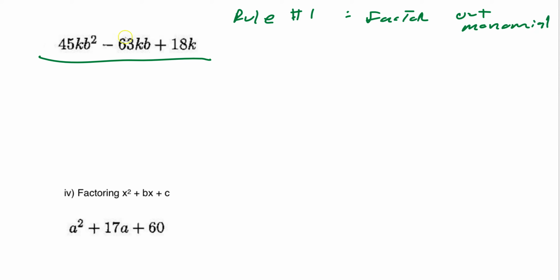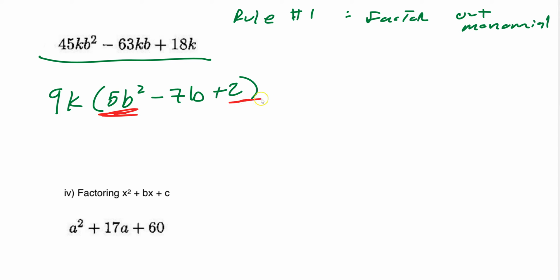So if you have a chance, you want to factor out a monomial. In this case, these all have a 9k in common. I can divide them all by 9k. So if you divide that by 9k, you get 5b squared, 7b, and over there you get 2. Right, so you get something like this. Now it's a lot easier. I'm still not done. I still have to factor it, but it's so much easier than factoring the original.